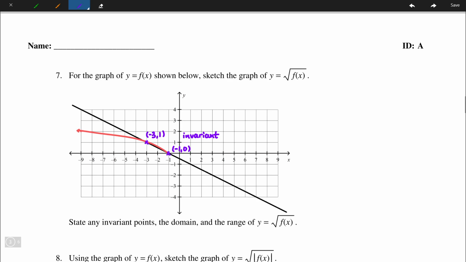Okay, so for the domain of this, we can see that x is less than or equal to -1. The range: y is greater than or equal to 0. Okay, that's it.